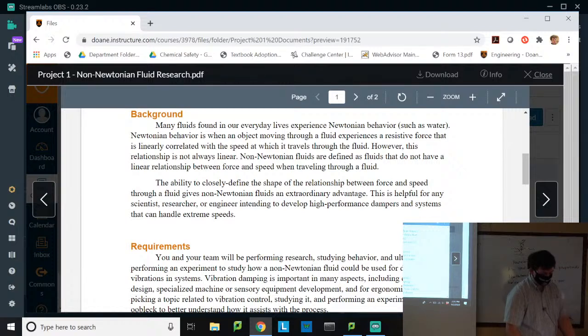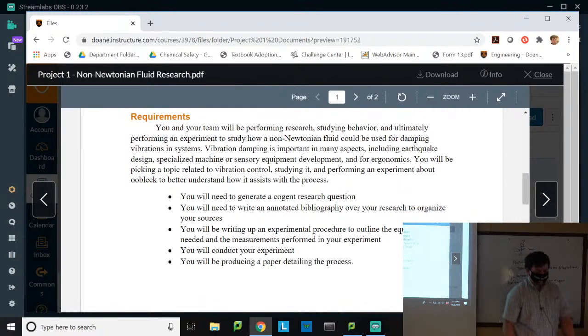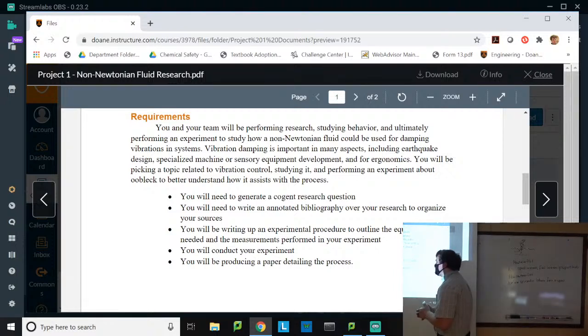What you are going to be doing, you and a partner, you're going to be doing research, studying behavior, and ultimately performing an experiment on a non-Newtonian fluid, being oobleck, and how it could be used for damping vibrations in systems. Okay? Vibration damping is just how fast things move in a system.